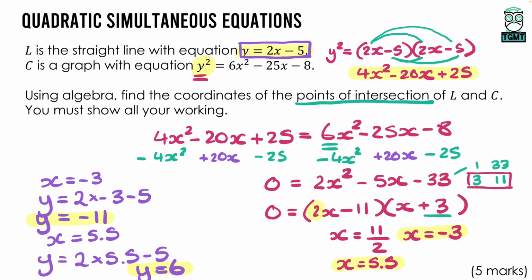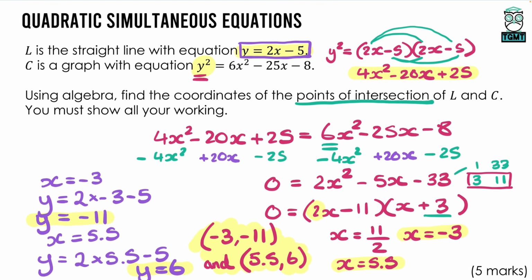So for a final answer here, as I do want to give it as points of intersection, I would give these as coordinates. So my first coordinate pairing, I had x was -3, and for that y was equal to -11. And we also had another coordinate, which is where x was 5.5 and y was equal to 6. And there we go, that is my final answer there. I've got my two pairs of coordinates, -3, -11, and 5.5, 6.